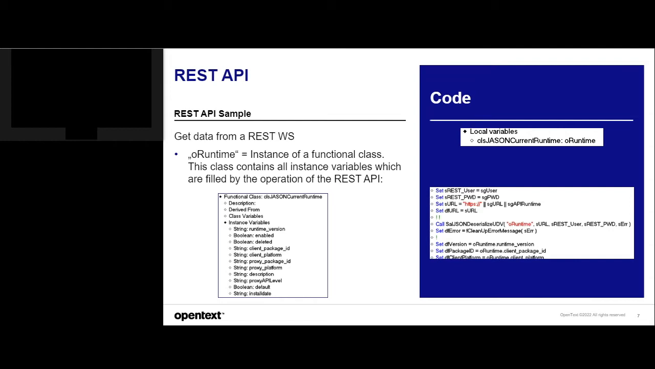What I did, I created only a local variable with this object, runtime, based on the class JSON current runtime. On the left-hand side, you see all the instance variables. I can set the user, the password. I can set the URL. I extend the URL with the name of the API call of the web service. I set it inside a special data field. You will see it later on. For debugging reasons, I set the URL again to display the URL, and I use the sul.json deserialize UDV.